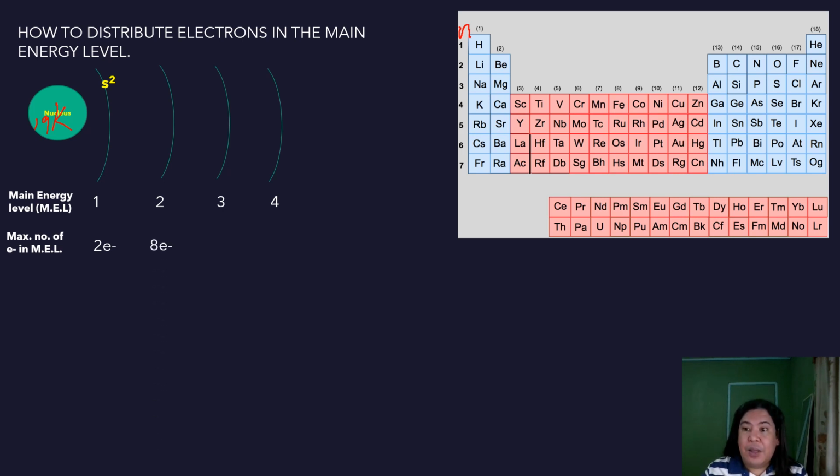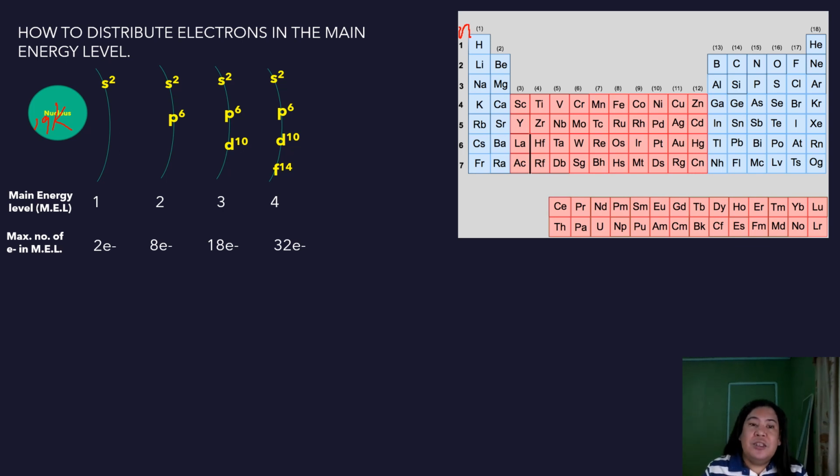Pagdating sa 8, bakit 8? Kasi meron lang siyang dalawang sublevel. That is the S and P sublevel. And then if you're going to add the maximum number of electrons of that particular sublevel, then you will have 8. Then pagdating sa third main energy level, tatlo yung sublevel din. Then you will have 18 electrons in its main energy level. So sa last is 4. Okay? So you will have the maximum number of electrons of 32.